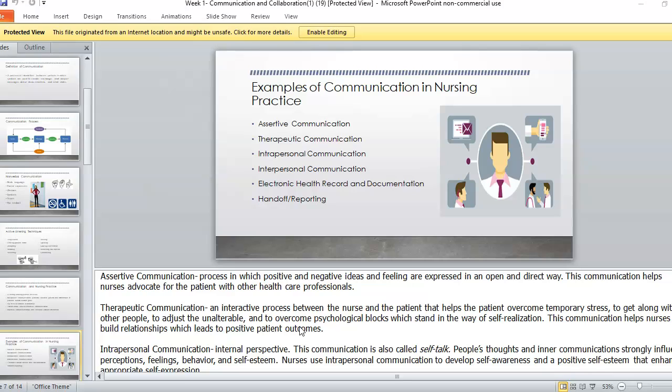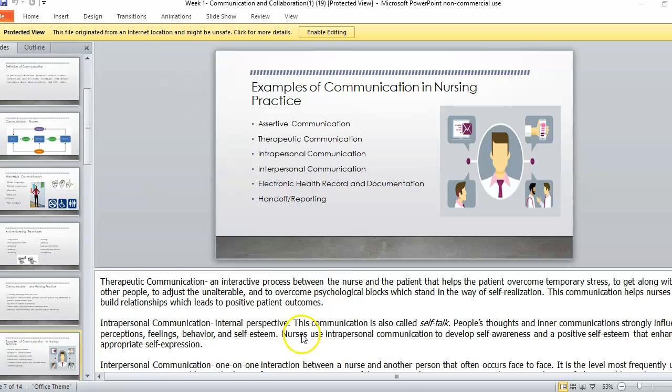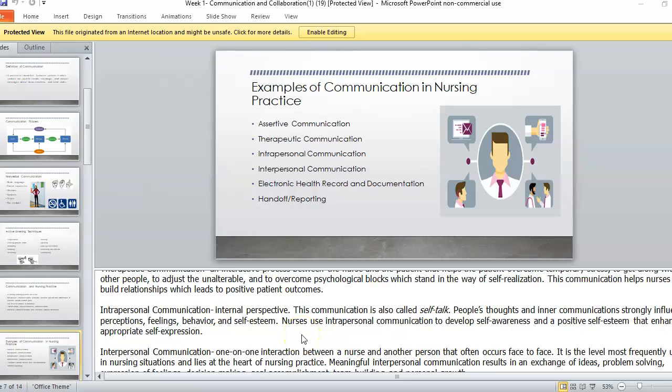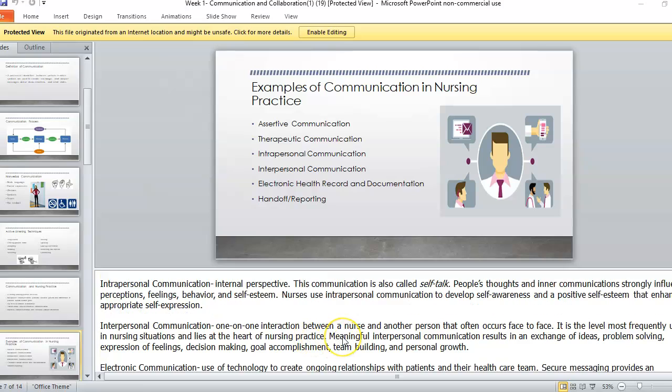Also remembering that therapeutic communication between the nurse and the patient can actually help the patient overcome stress and sometimes overcome those psychological blocks that they have. And it really is the key to how we build our trusting relationship with them. In intrapersonal communication, this is where we're doing self-talk, where people's thoughts and inner communications are strongly influenced by, again, perceptions, feelings, behavior. And interpersonal communication is that one-on-one interaction we have with a nurse and another person when we come face-to-face specifically.